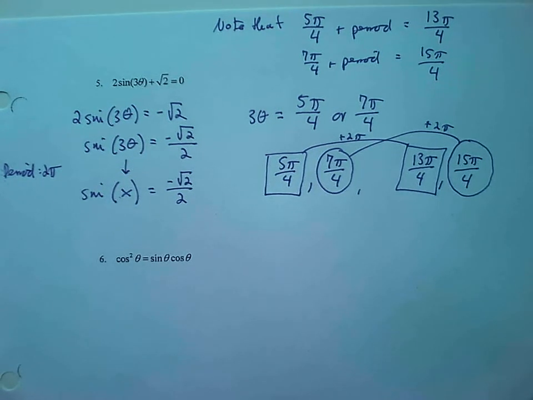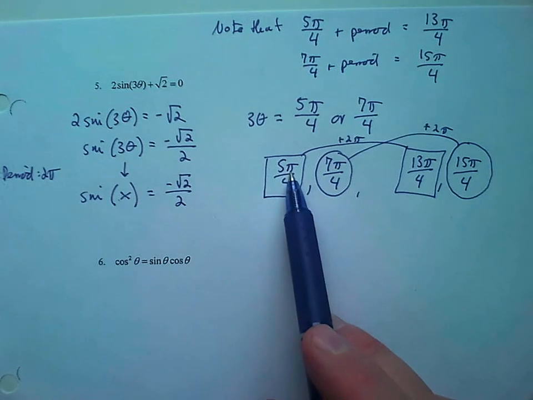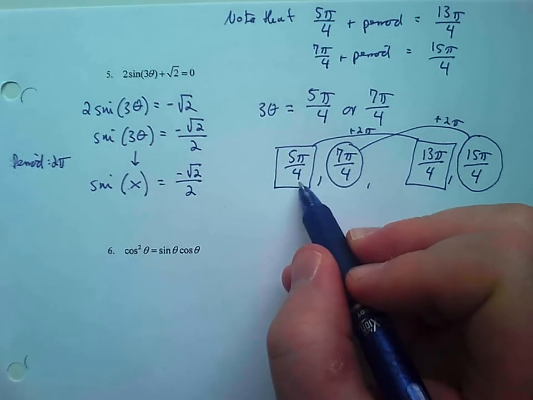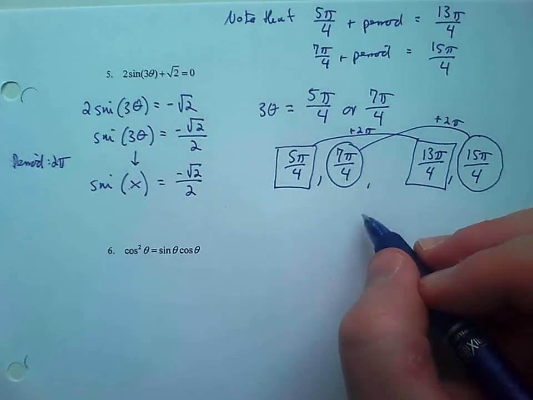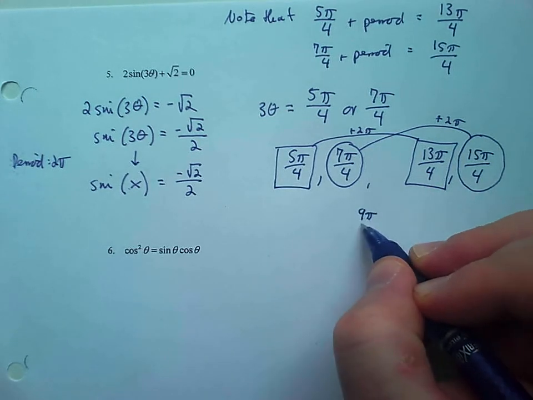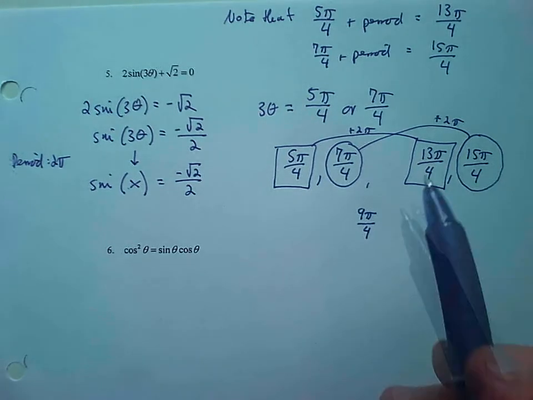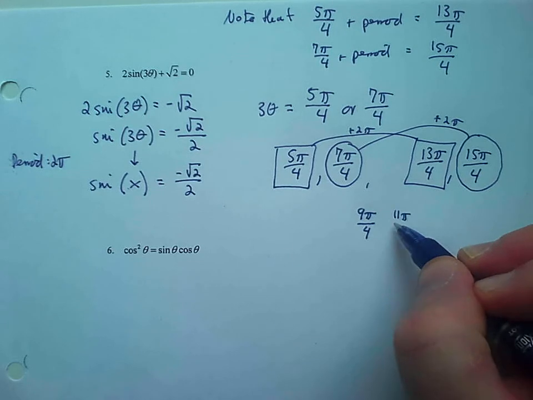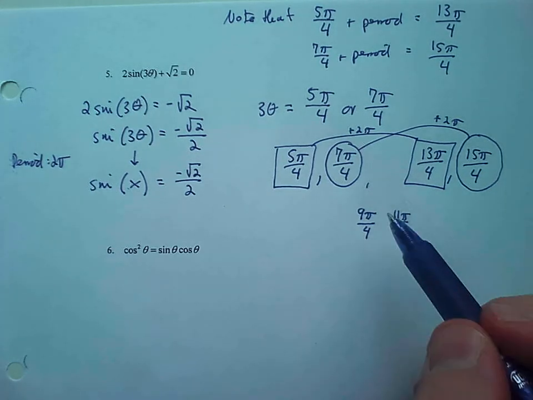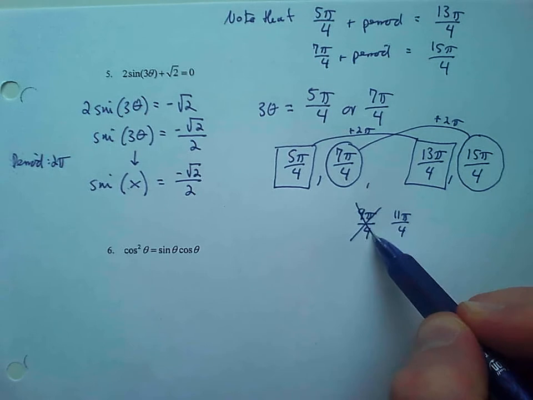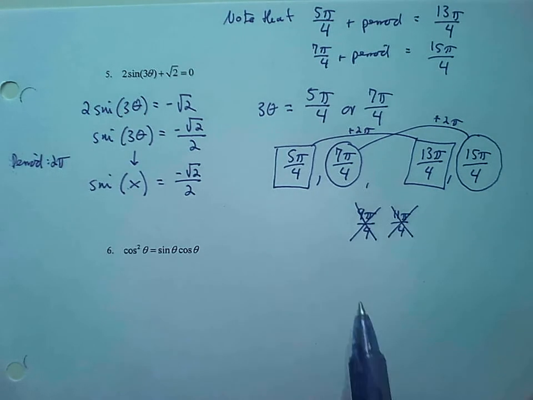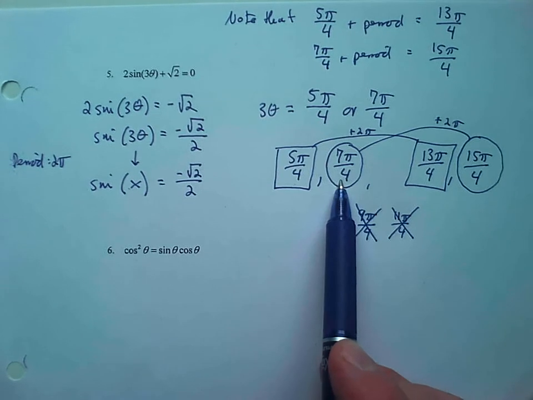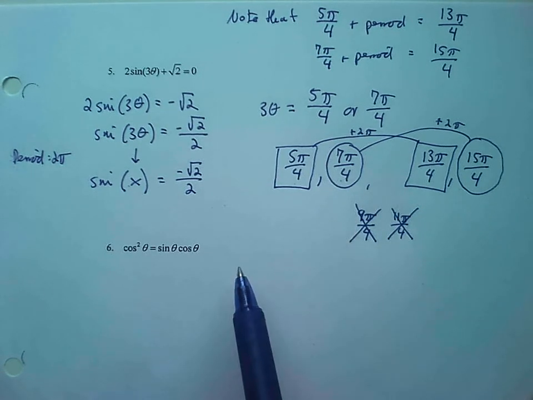We cannot simply take 5 pi over 4 and add pi to it. If we take 5 pi over 4 and add pi to it, we're going to be at 9 pi over 4. And if we take 7 pi over 4 and add pi to it, we're going to have 11 pi over 4. However, these two things are not solutions. So we can't simply take these things like we did in the previous problem and add pi to it in order to get to our next solution.